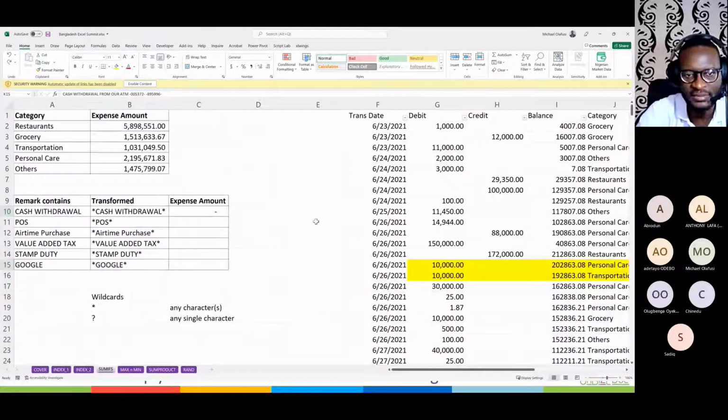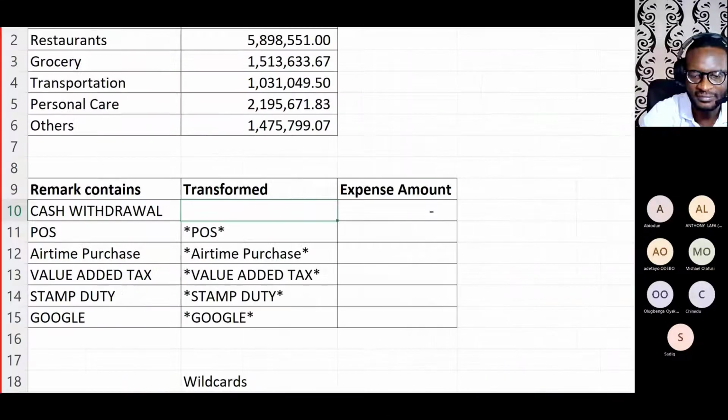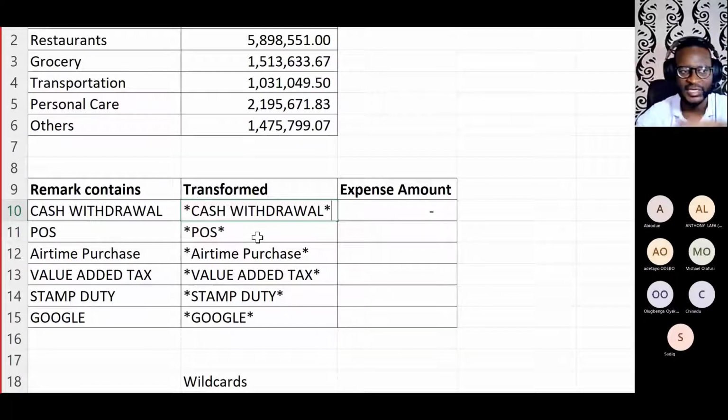So how do I do it without having to scatter my data? Transform it. Tell Excel that as long as it contains the text, so how do I say it contains? Star. Before what you are looking for, you say star, anything, then cash withdraw, and then star for anything after it. So anything before it, anything after it. That's the way to say it contains.